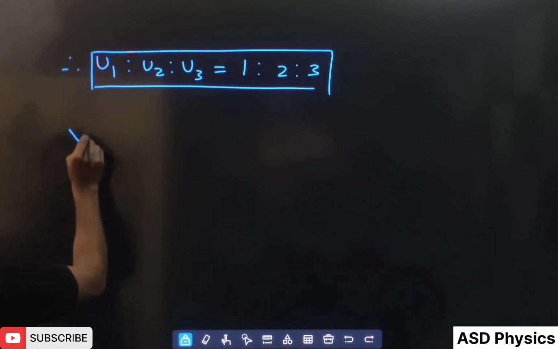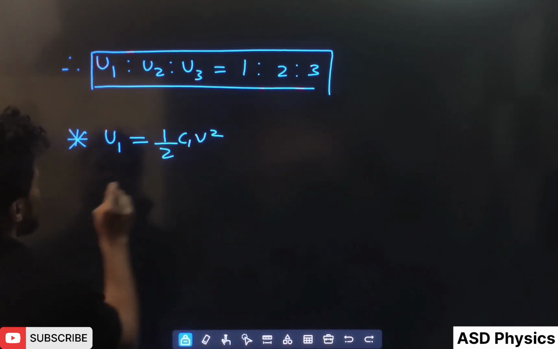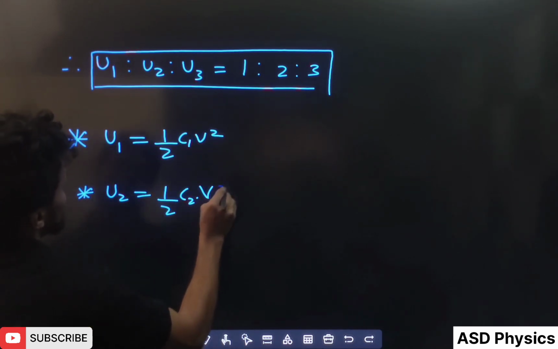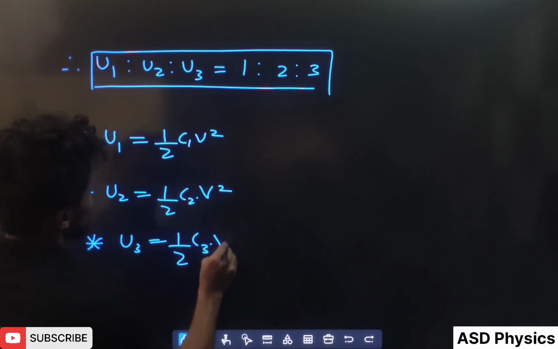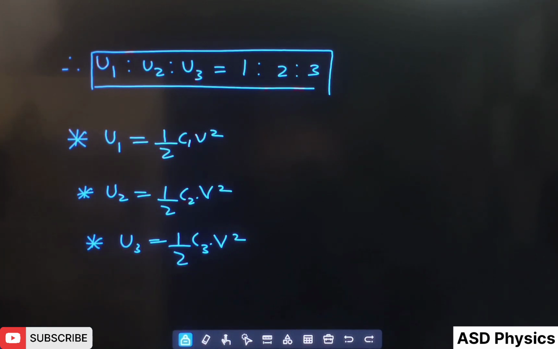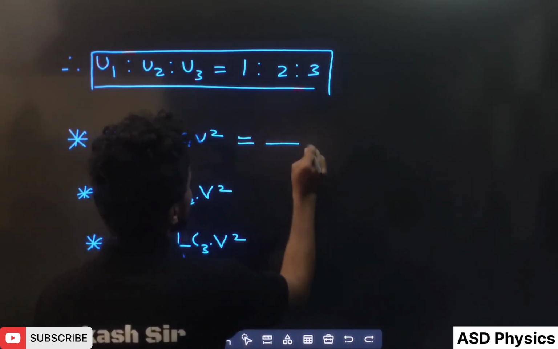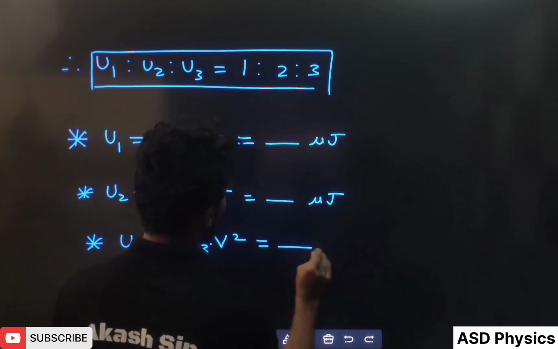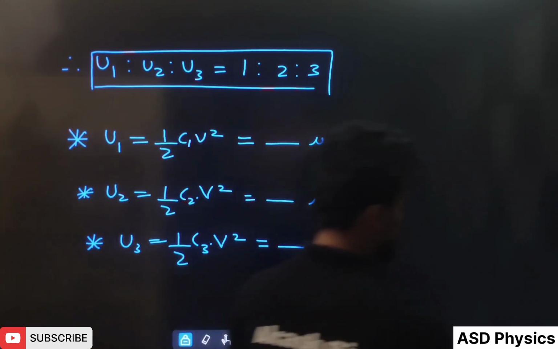And if they ask for individual energies, like U1, you can use the formula half C1 V square. If they ask U2, use half C2 V square. If they ask U3, use half C3 V square. All these values are given. And remember that if the capacitance is in microfarad, the answer will come in microjoule. If you are not changing the unit of the capacitor, the answer will come in microjoule. Is it very clear?